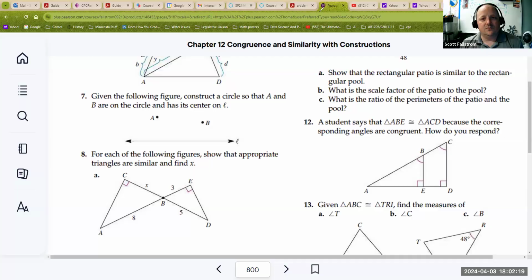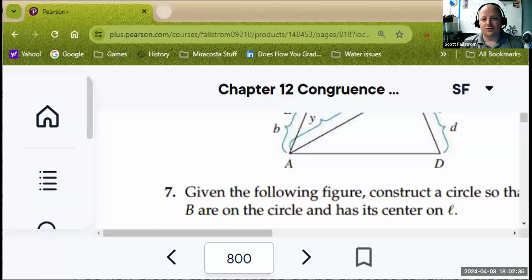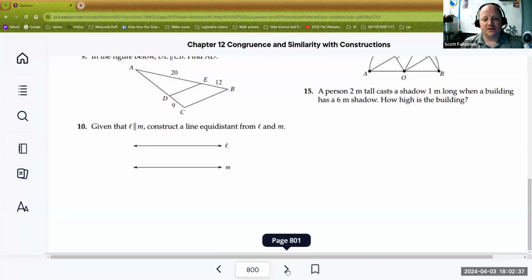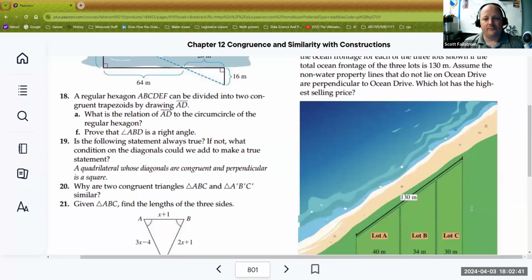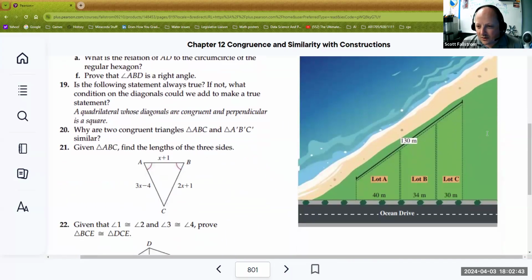Let me stop sharing. Did I get them all? Oh, number 24. I missed number 24. So let's go back to sharing. Here we go. We're going to go to question 24, next page. 24. Got it.